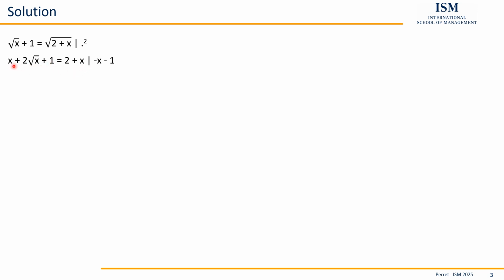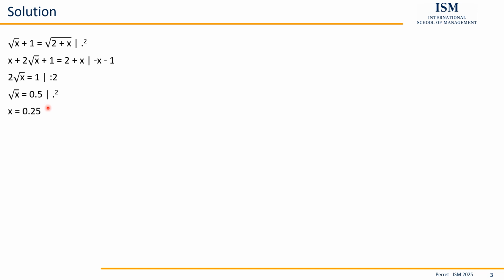Then I can bring everything but the root expression on one side of the equation. In other words, I'm going to again isolate the root expression by bringing x and 1 on the right side, simplifying to this version. I can then divide by 2 to really have only the root expression as such, with square root of x equal to 0.5. And finally, to get rid of this root expression as well, I'm going to square the result once more, giving me a final result of 0.25.